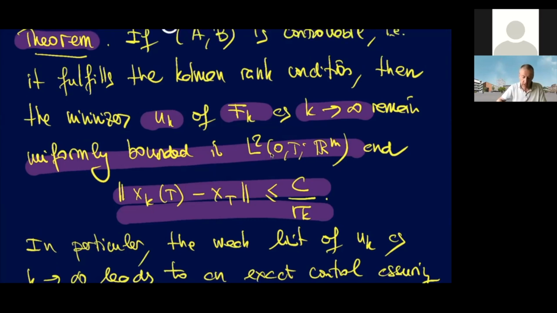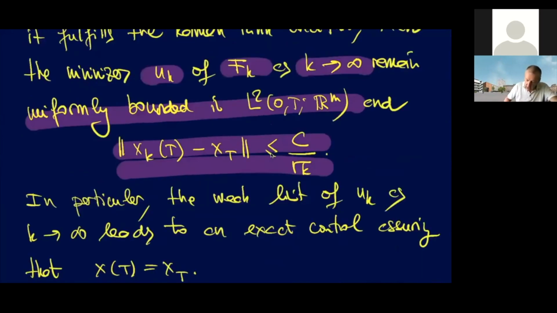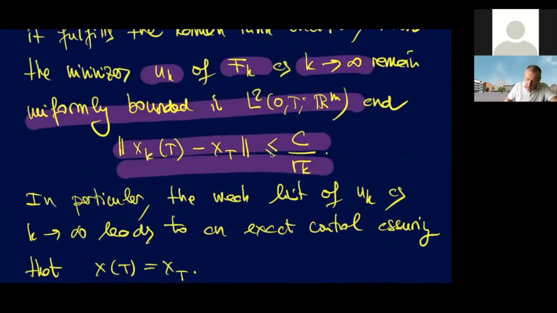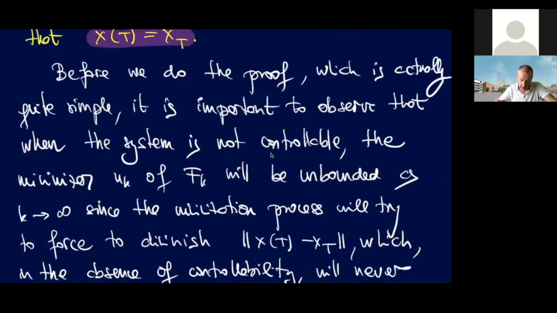Of course, this happens when the system is controllable, right? Because then, if you take as U the limit of UK being bounded in L2, a Hilbert space, there is a weak limit. If you take this weak limit, then you will get the exact control condition. So this is perfect. In case the system is controllable, you will be converging to the control. In that sense, that's perfect.